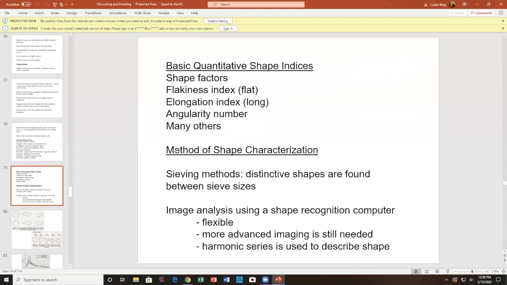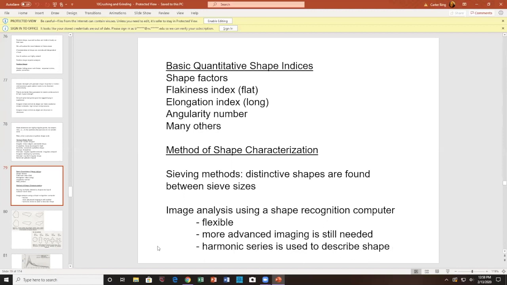Sorry. Method of sieving. Well, if you ever sieve your particles, you're likely to see distinct shapes found at different sieve sizes, right? Shape may actually be varying with size, and it's caught on sieves. Image analysis using shape recognition computers is obviously flexible and more advanced.